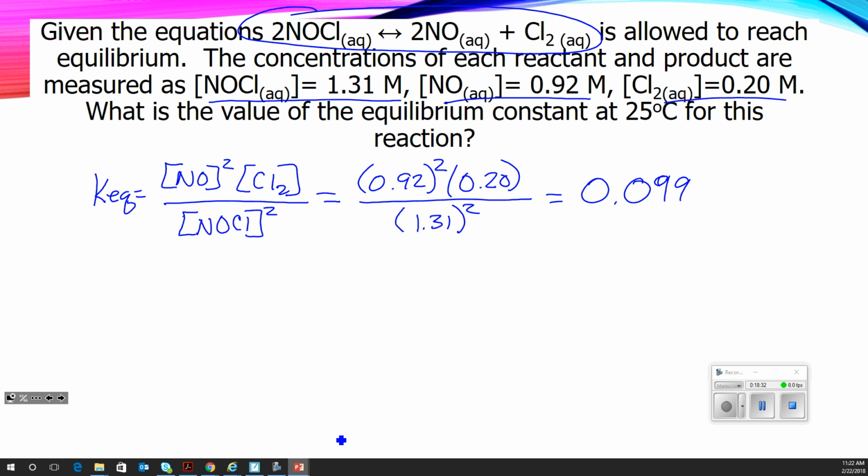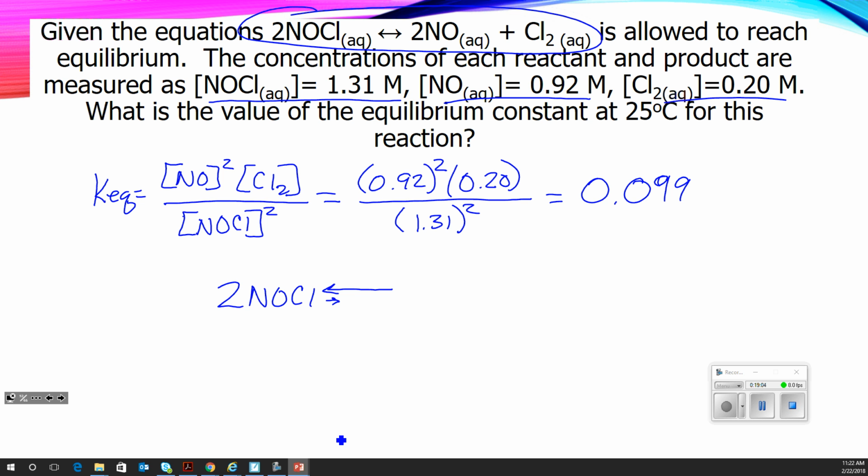What does this tell me about the reaction? 0.099. Do I have more reactants? Do I have more products? I have more reactants. So when I write the equation, 2NOCl, I have more reactants, so there's more going this way and a little bit going that way. So this is telling me I have a lot more reactants than I do products. If I had a number bigger than 1, then I would have more products than reactants.